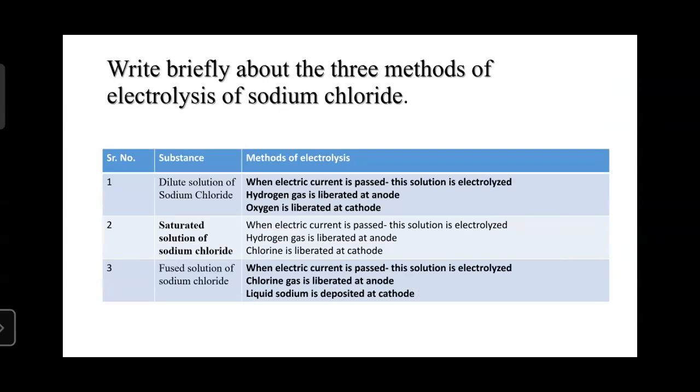Now we will see the method of electrolysis in the first case. When electric current is passed, the solution is electrolyzed and hydrogen gas is liberated at the anode, and oxygen is liberated at the cathode. In the saturated solution of sodium chloride, when electric current is passed, the solution is electrolyzed, hydrogen is liberated at the anode, and chlorine is liberated at the cathode. In fused sodium chloride, electric current is passed, chlorine is liberated at the anode, and liquid sodium is deposited at the cathode.